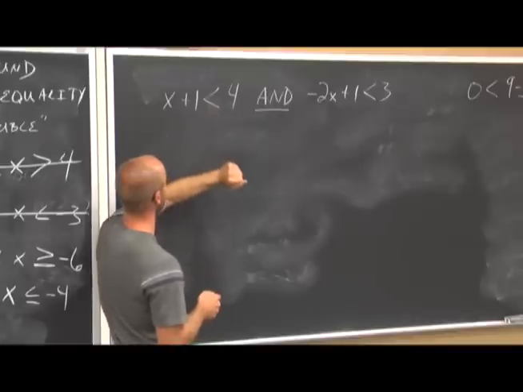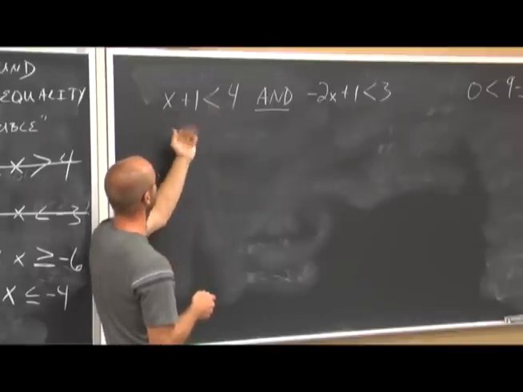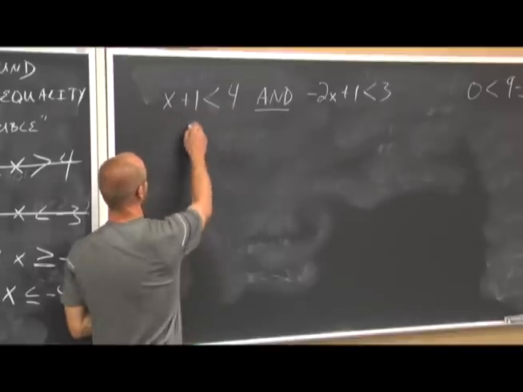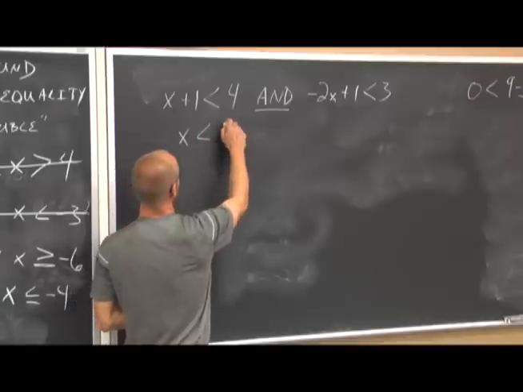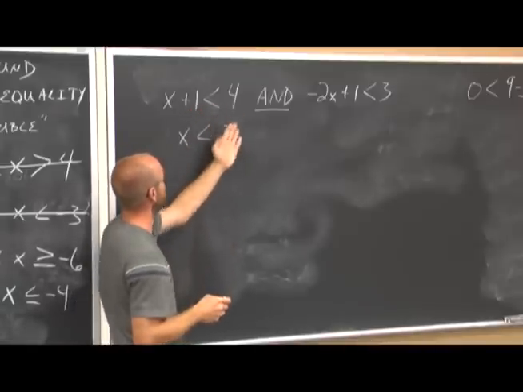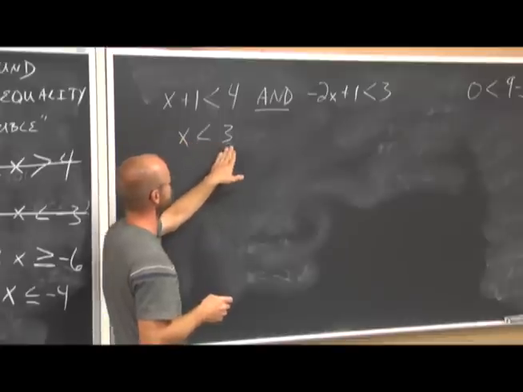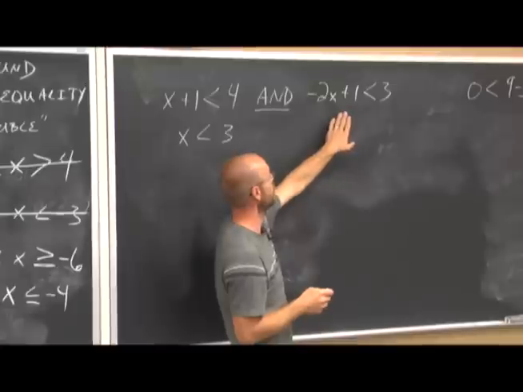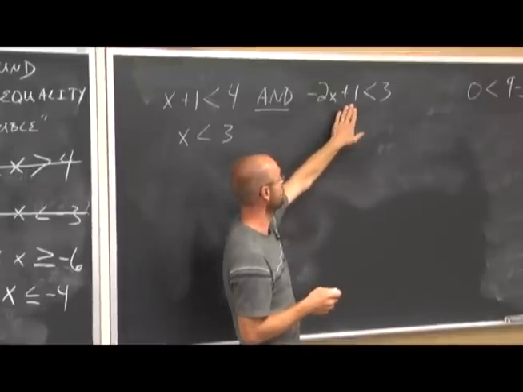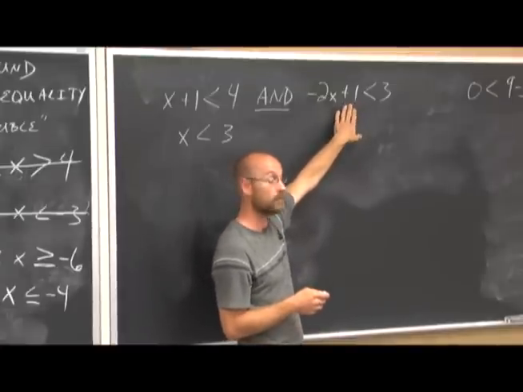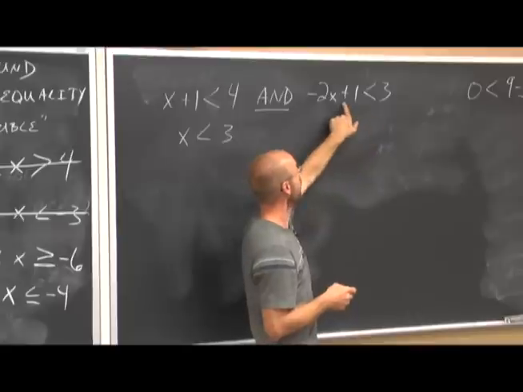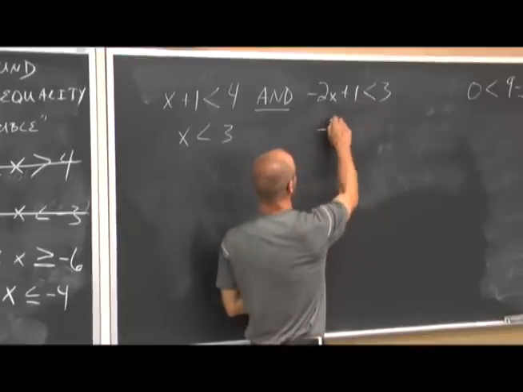I'm just going to use my properties of inequality. I'm going to isolate x by subtracting 1 from both sides. x is less than 3, by subtracting 1, 4 minus 1 is 3. So we have this statement, x is less than 3. And we want to go looking here. I'm going to use my properties of inequalities to solve this. I'm going to subtract 1 from both sides.